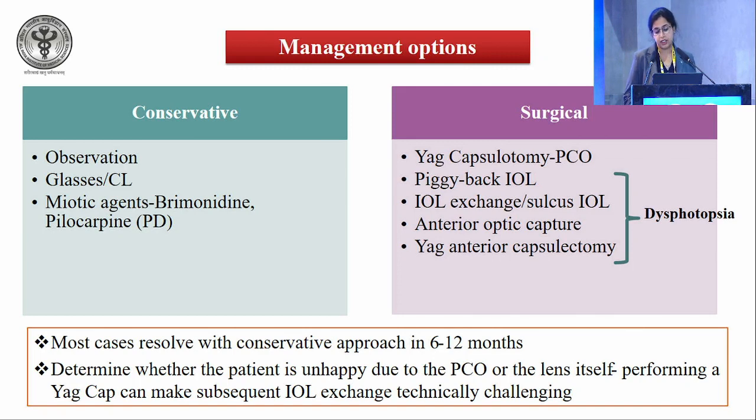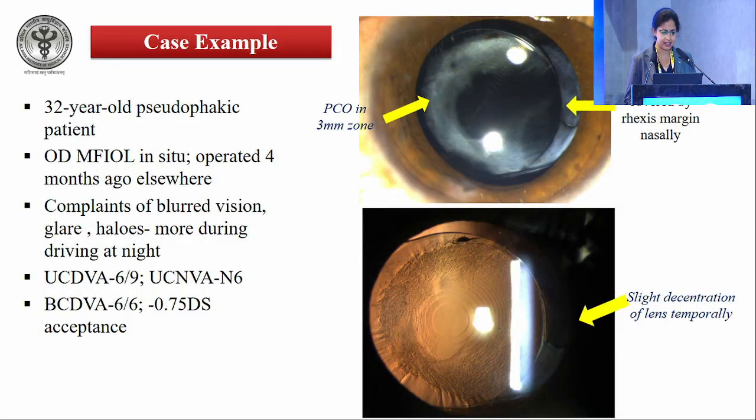Determine whether the patient is unhappy due to the PCO or the lens itself. Performing a YAG capsulotomy can make subsequent IOL exchange technically challenging after a premium IOL. So this is another case example, a pseudophakic patient with complaints of blurred vision and a lot of dysphotopic symptoms. I'll just wind up.